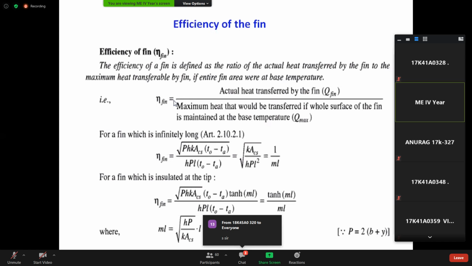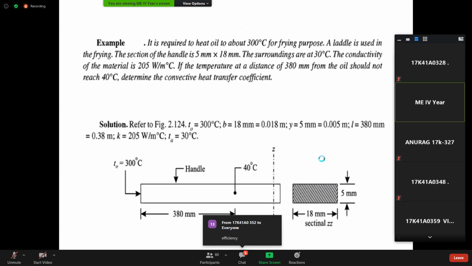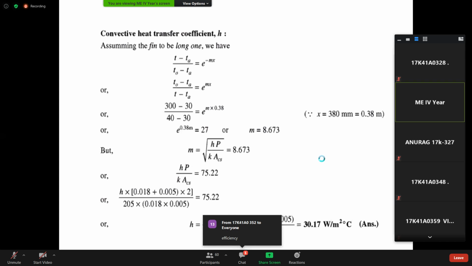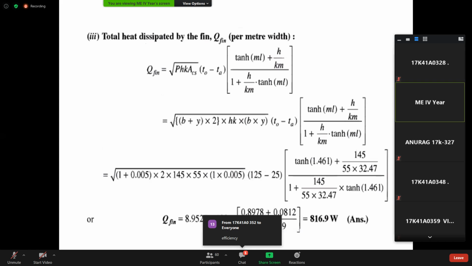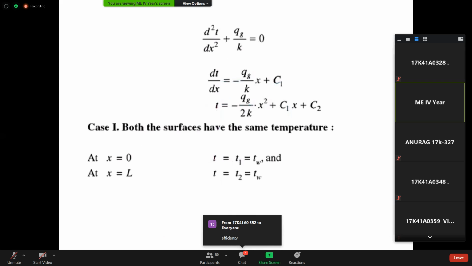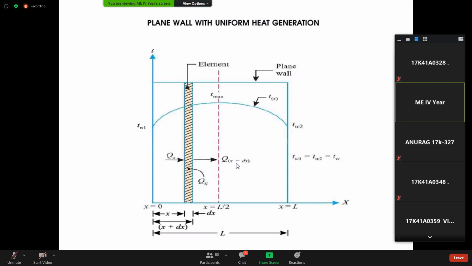Before discussing the fin problem, in 2 minutes I'll quickly explain what heat generation is, right? So I'll move to that. These are the problems and fins, which can be done easily. See, plane wall with uniform heat generation.